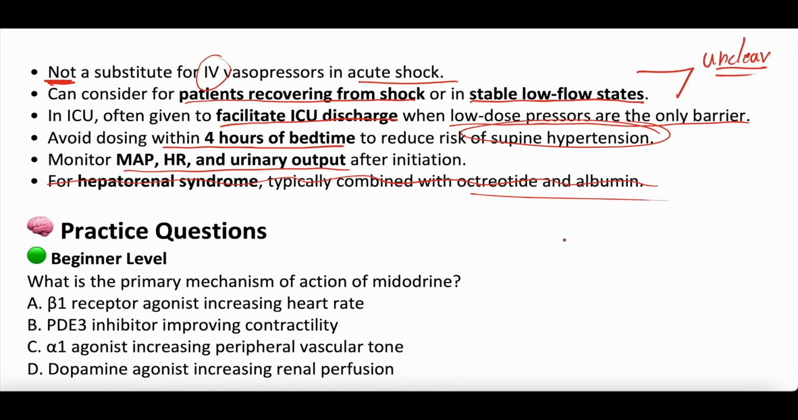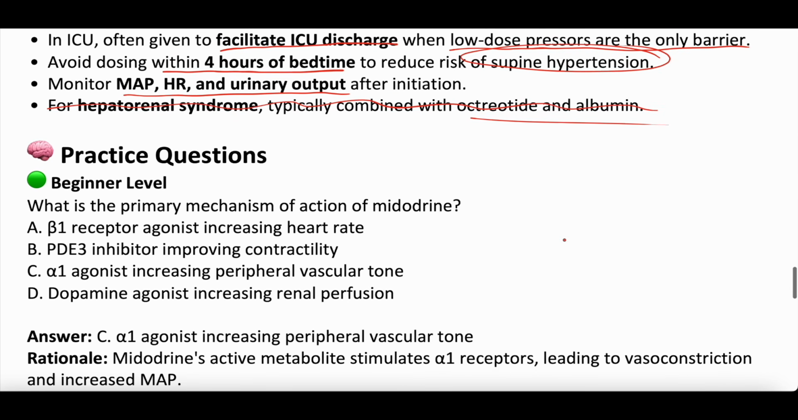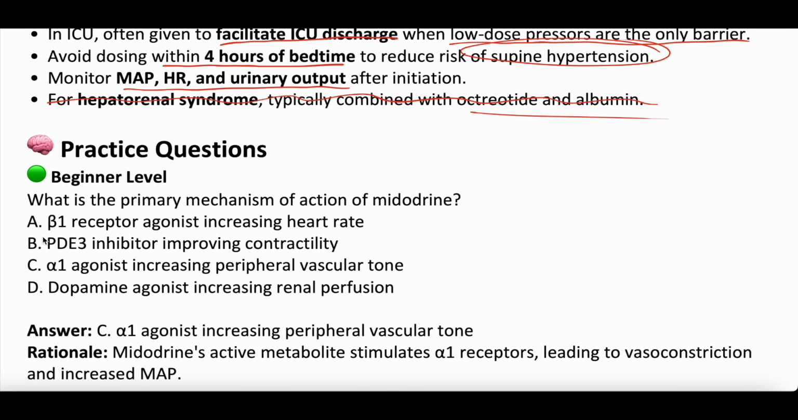The answer is C, alpha-1 agonist, increasing peripheral vascular tone. So Midodrine we know is a prodrug. Its active metabolite, though, after it's converted to this in the liver, is a pure alpha-1 receptor agonist, which leads to vasoconstriction and increased MAP.